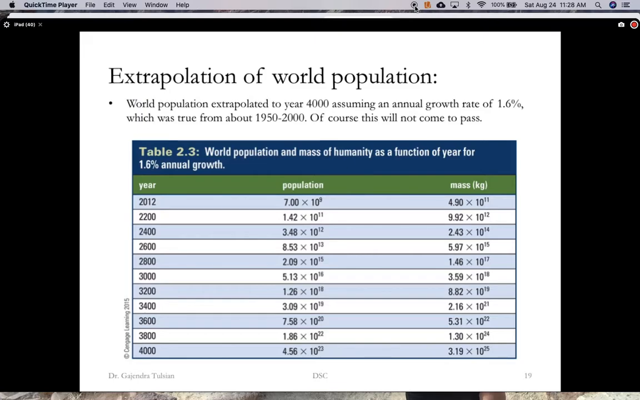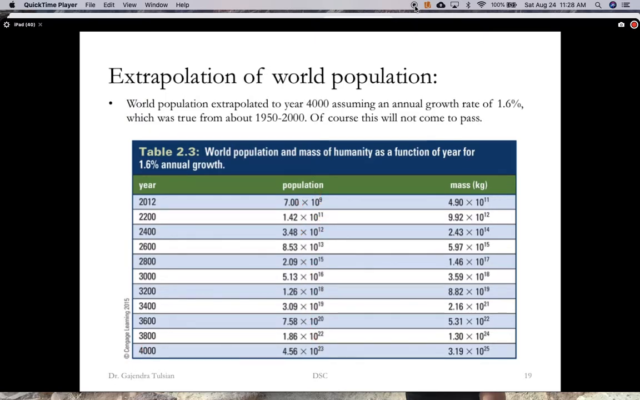So if the world population kept growing like this, in 2012 it was 7 billion. In 190 years, it would be 142 billion people. And so, of course, that'll never happen. Okay? So that's what this table is showing you.